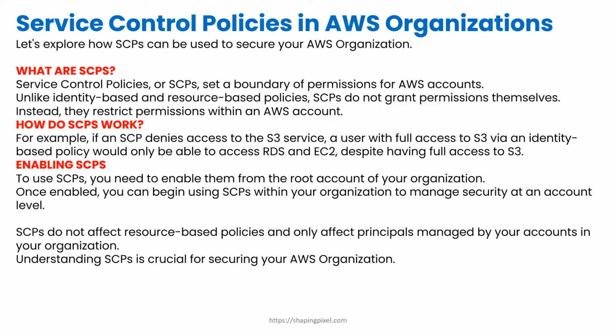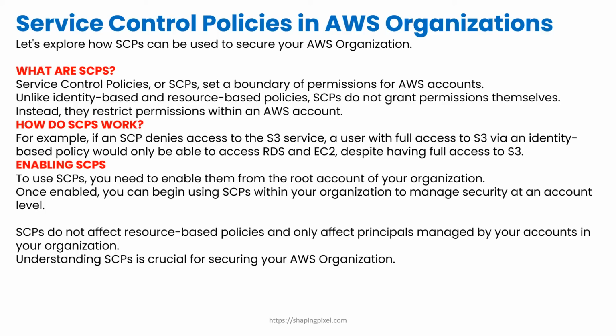For example, if an SCP denies access to the S3 service, a user with full access to S3 via an identity-based policy would only be able to access RDS and EC2, despite having full access to S3.